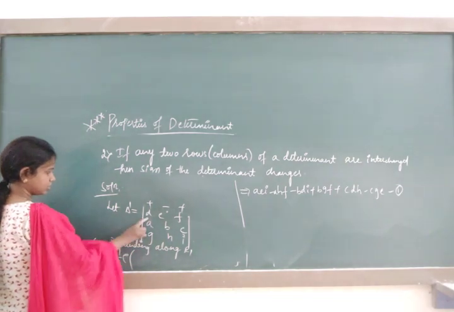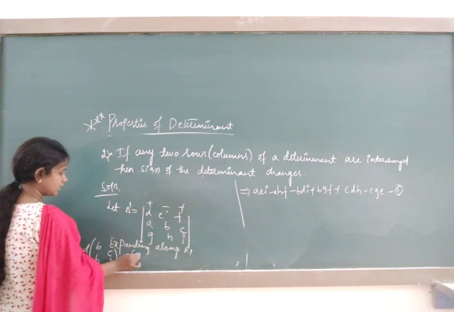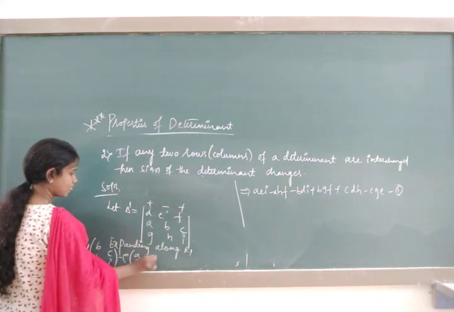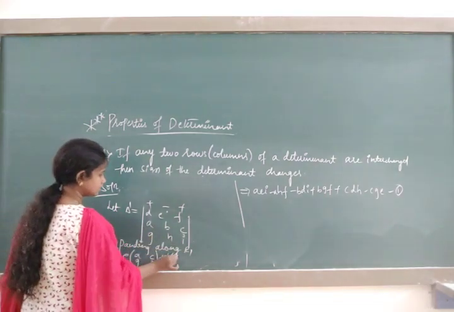Minus E of... Now this will be eliminated. Sorry, the second will be eliminated. So what is it? ACGI, plus F of... Now the third will be eliminated: ABGH.